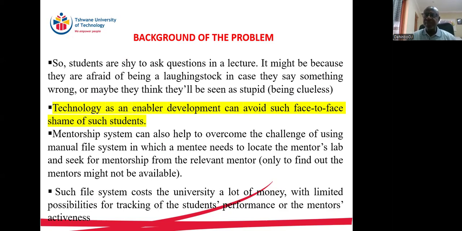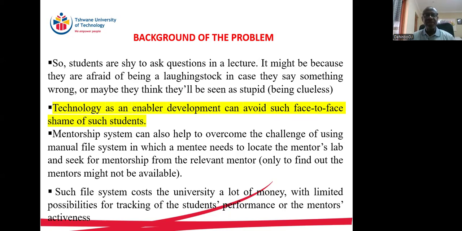So a mentorship system is a system that can be used by students so that they can ask questions. Obviously, as they ask the questions online, the other students are not looking at them physically to say, oh, you are the one that asked this question. So that covers their shame. But besides that, a mentorship system can also help to overcome the challenges of using manual file systems, which are commonly used in most universities and in most systems.